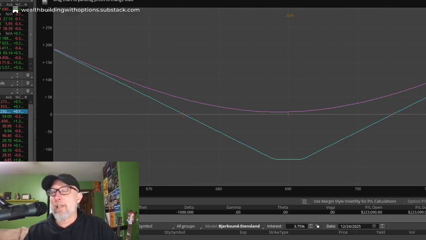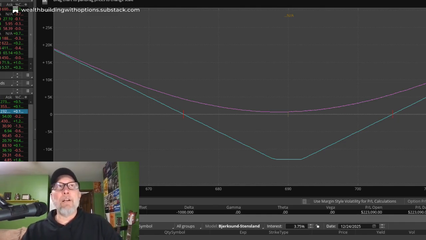Instead of losing $14.96, I would only lose $13.03. And that being said, I do need a little bit of a bigger move with the strangle because the break-evens would be a little bit farther apart because it's two different strike prices. So I risk less, but I need a bigger move with the strangle.